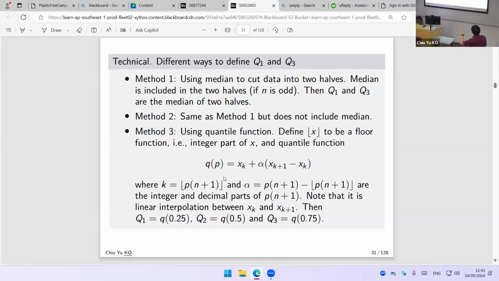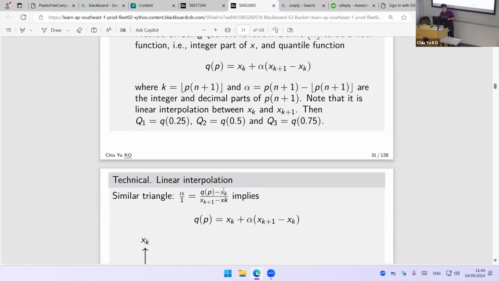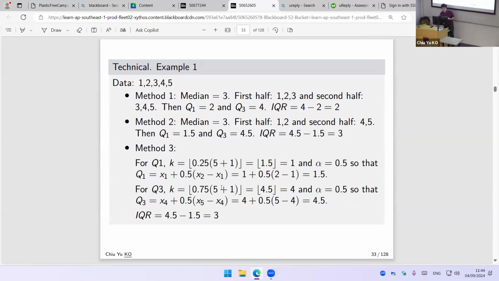If p times (n plus 1) is, say, 4.8, then what you do is take the fourth one, plus 0.8 of the distance between 4 and 5. So that's how this formula works. It's a linear interpolation. You just draw a line there and go partway along. Let me show you the example again to make sure you get it.